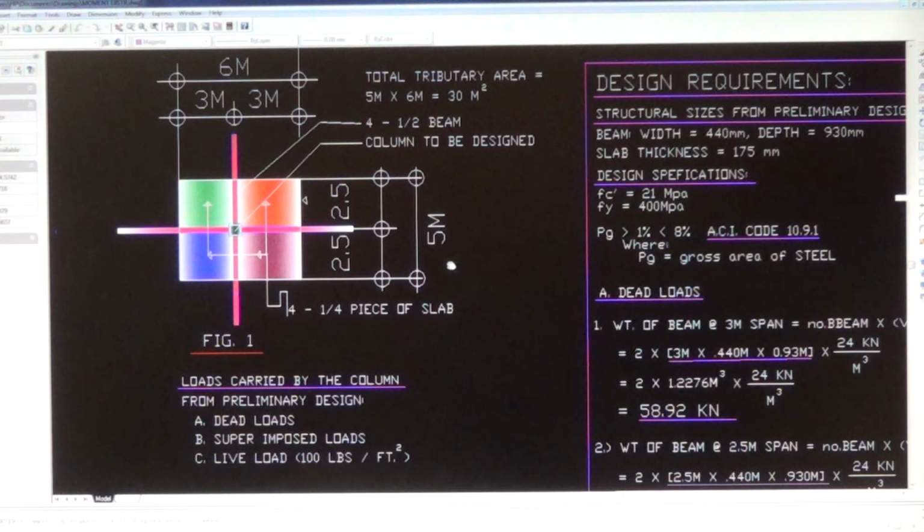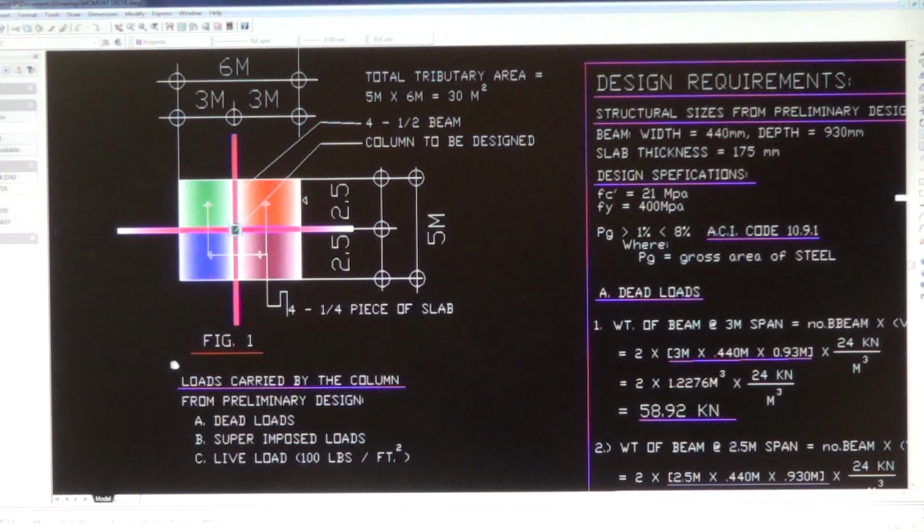The column is carrying 4 1/2 beams. The two of them have 2.5 meter span, this one and this one, and the other two have 3 meter span. You have to calculate all the weights, all the materials carried by the column, the slab and the beam, plus the live load.